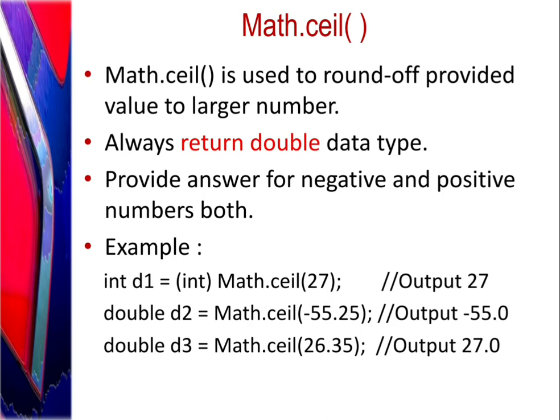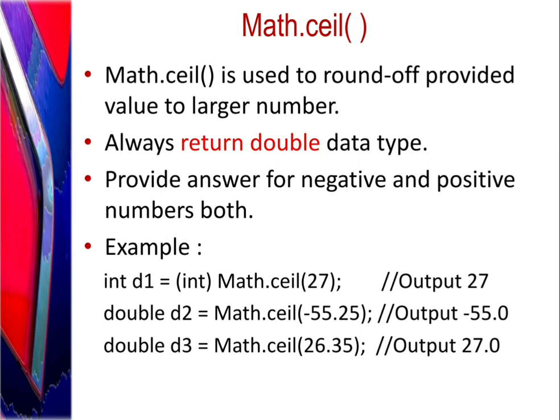Then you have ceil. Ceil means ceiling. You have to move forward only. You have to move towards the larger value only. Ceiling is on the top of a room. That's why we have to move further, to the larger one. It is going to round off only, but you have to move toward the larger value. It always returns a double value, and provides you negative and positive answers both. But see a few examples.